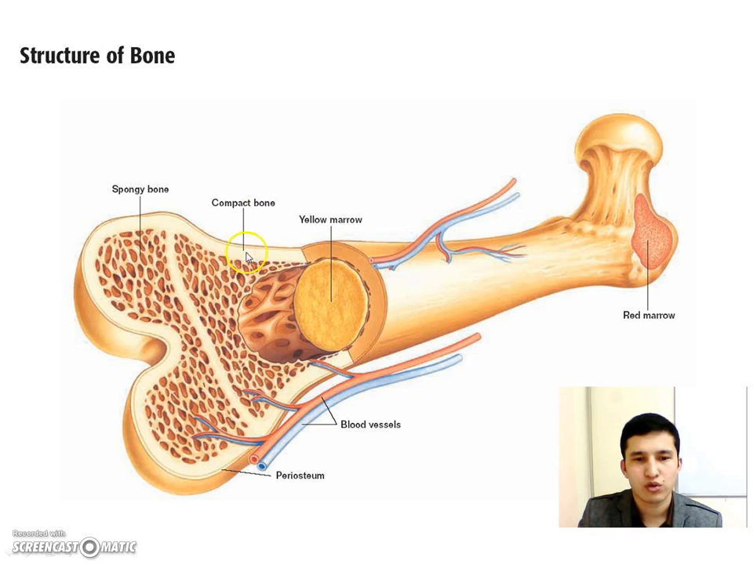The very strong part of the bone is the compact part of the bone. This part is very strong. And also we have the sponge part of the bone, which we also call the sponge bone. And we have the red bone marrow and the yellow bone marrow. The function of this marrow is the production of blood in our body. And bones also have blood vessels and a very thin layer called the periosteum.